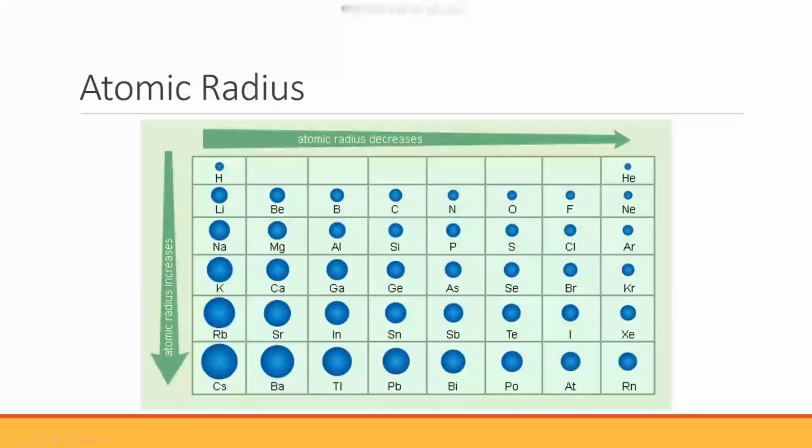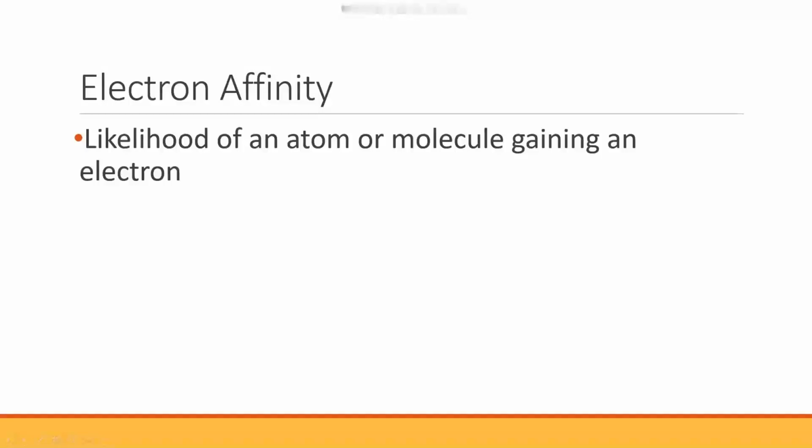Our next trend that we're going to look at is electron affinity. Electron affinity is just a measurement of how likely an atom is to gaining an electron.